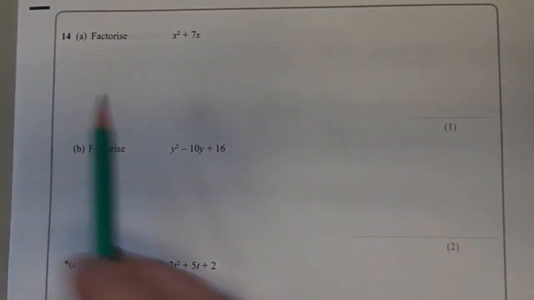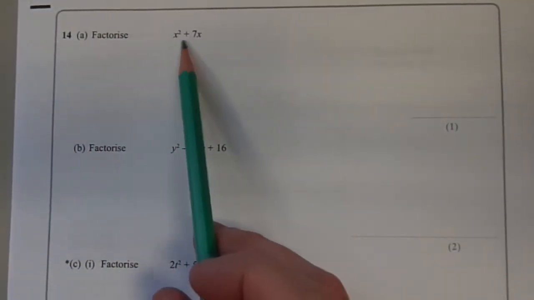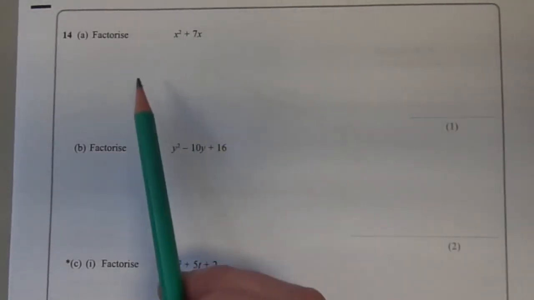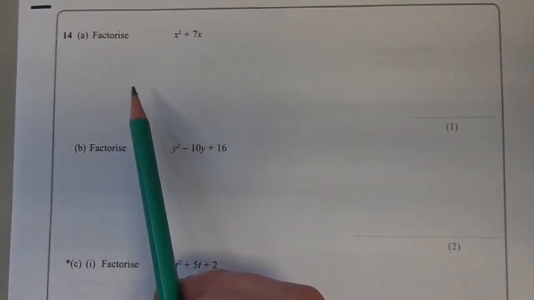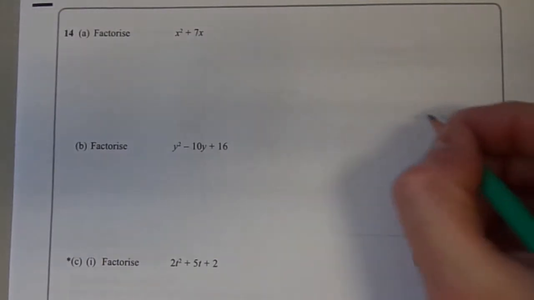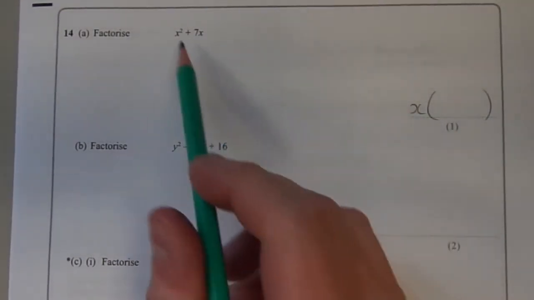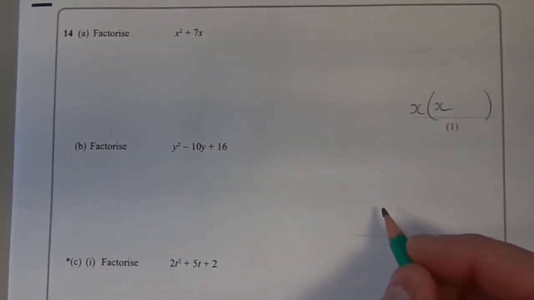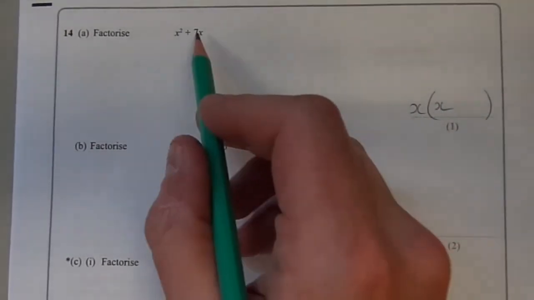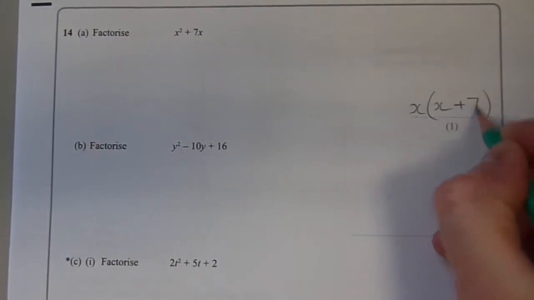Question number 14. Part A. Factorise this expression. Both of these terms have a factor of x, therefore we can take an x outside the brackets. What do we multiply x by to turn it into x squared? We times it by x. What do we multiply x by to turn it into 7x? We multiply it by 7.